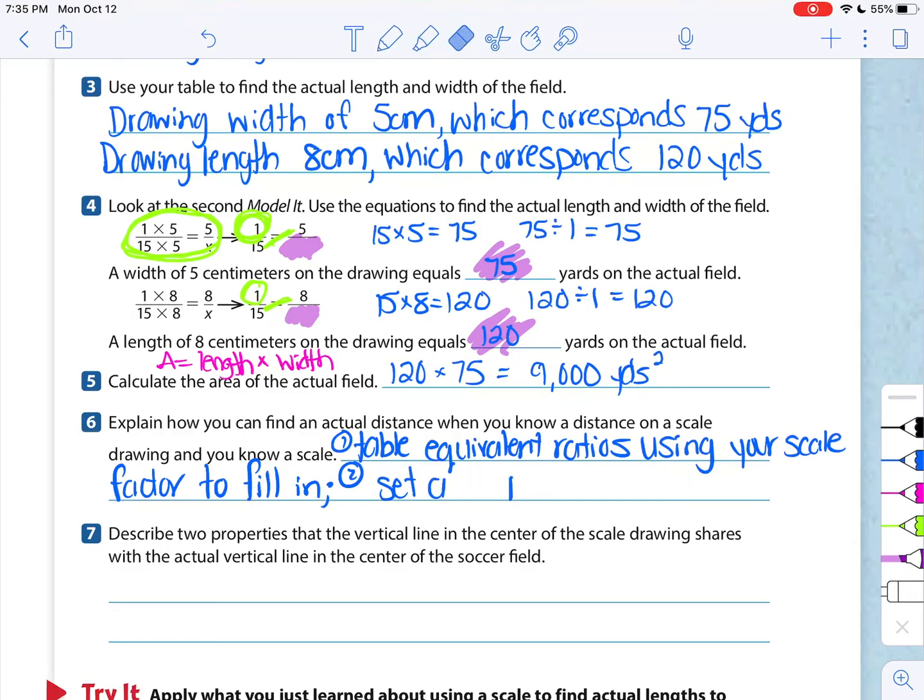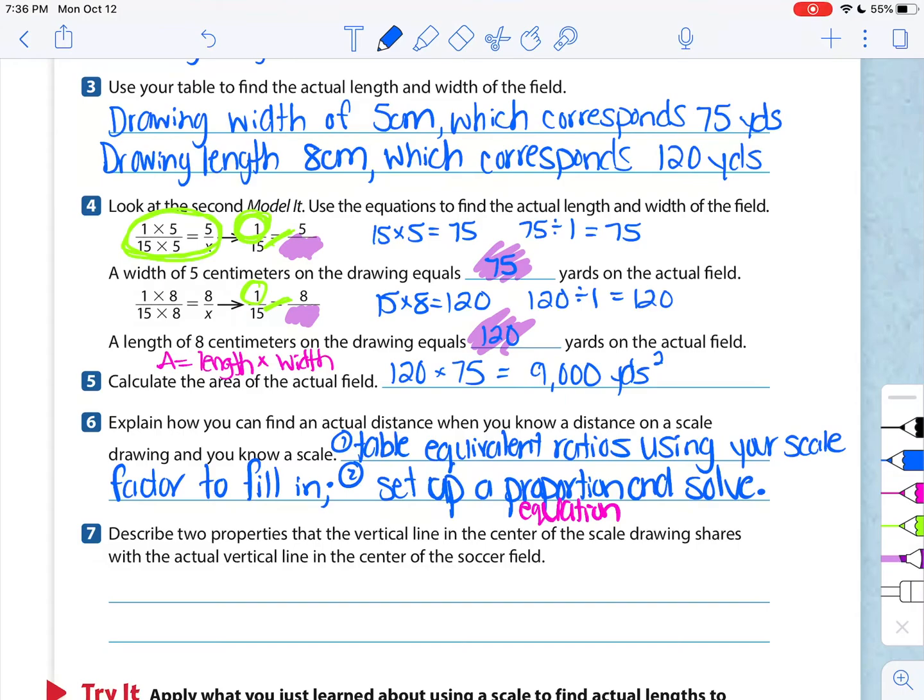Or we'll set up a proportion, which is an equation, and solve. So that's where we cross multiplied and divided.